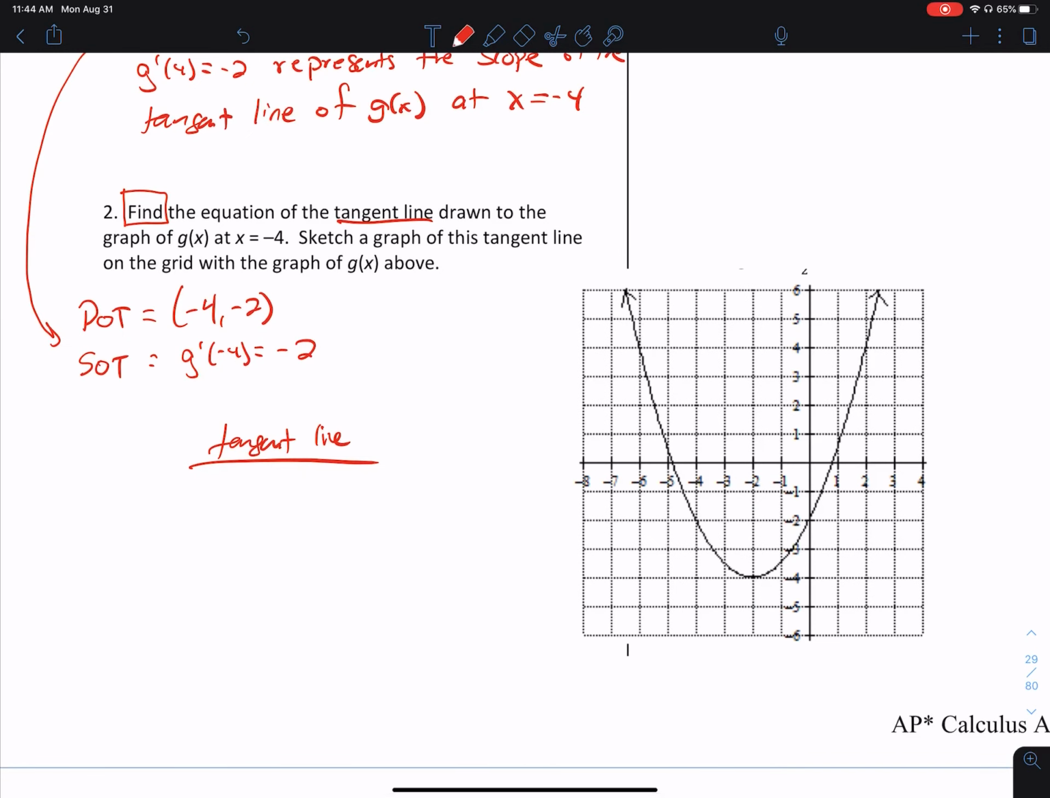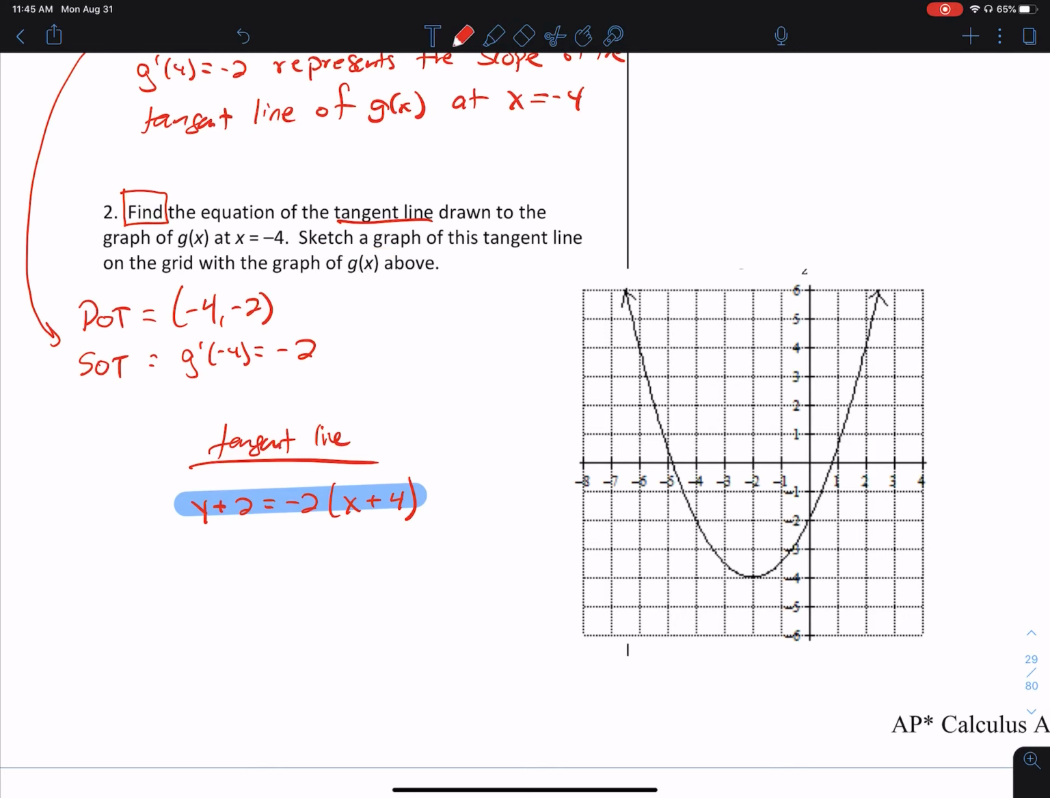To make the equation of the tangent line, we're going to use point slope form, which is y minus y sub 1. Our y sub 1 is -2, so we have y plus 2 equals the slope, -2, times the difference of x and x sub 1. So that would be x minus the -4, which is x plus 4. This is the tangent line.